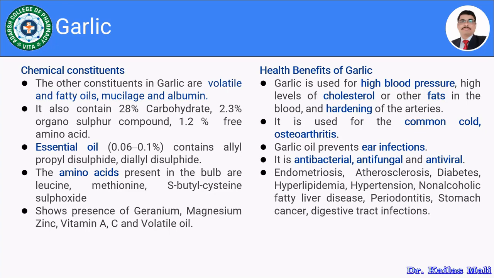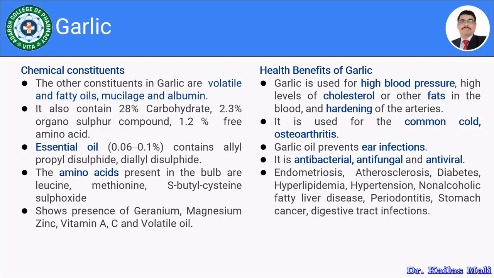Let us move towards the health benefits of garlic. Whatever the health benefits of garlic are, they are due to the presence of some of the major chemical constituents in garlic, that is allicin and so on. Garlic is being used for high blood pressure, high levels of cholesterol and other fats in the blood, and hardening of the arteries.